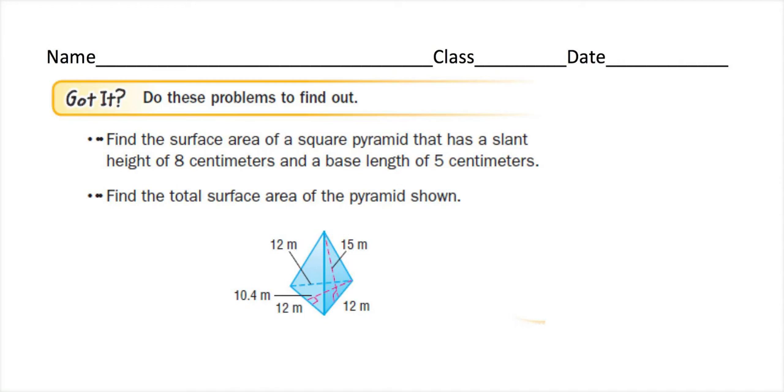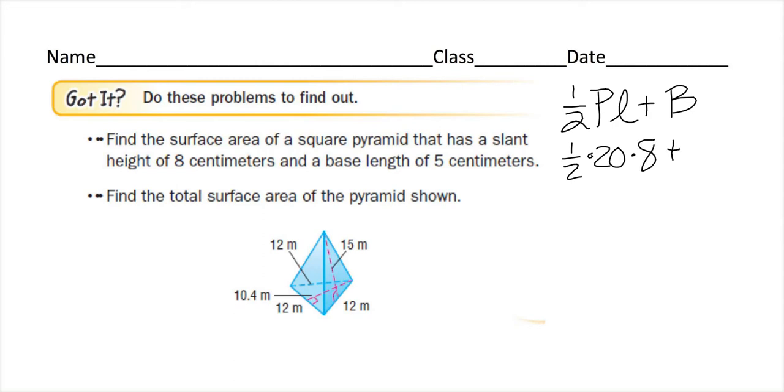Go ahead and try the 2 guided questions by yourself, and let's see what you can do. All right, let's take a look. For the first one, find the surface area of a square pyramid that has a slant height of 8 centimeters and a base length of 5. It's a square pyramid, so we have 1/2 PL plus B. The perimeter is 5 plus 5 plus 5 plus 5, which is 20, times the slant height of 8, plus the area of the base, 5 times 5, which is 25. So 1/2 of 20 times 8 plus 25 gives us 105, in square centimeters.